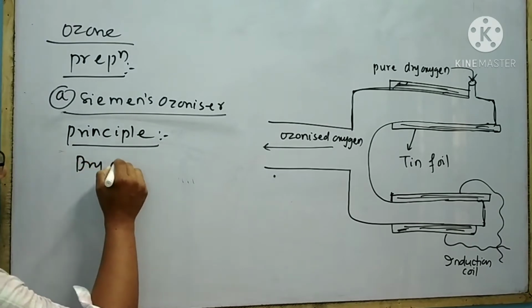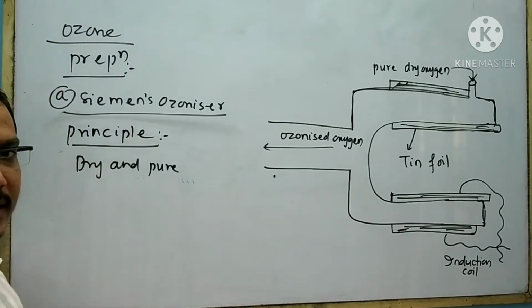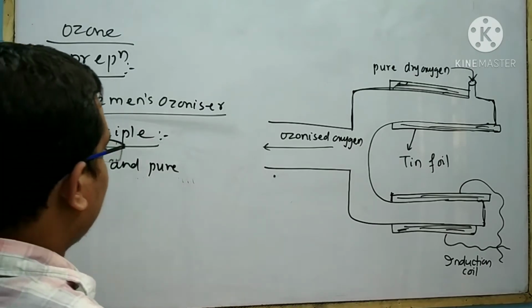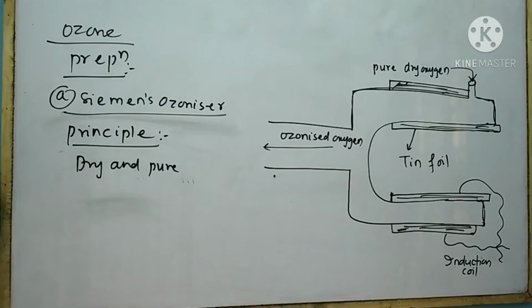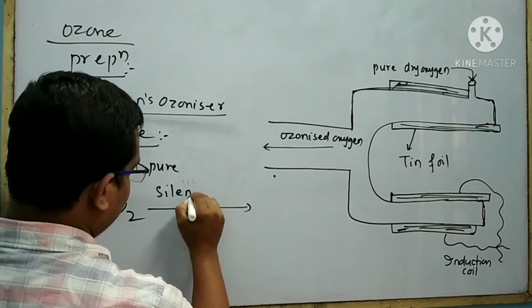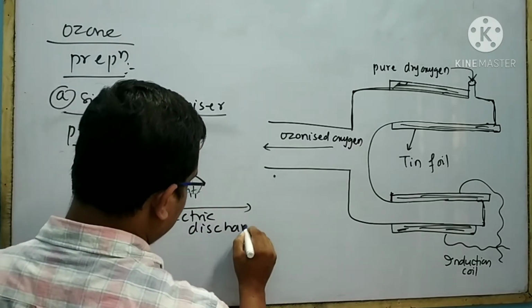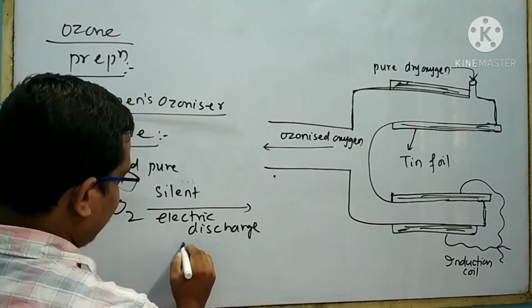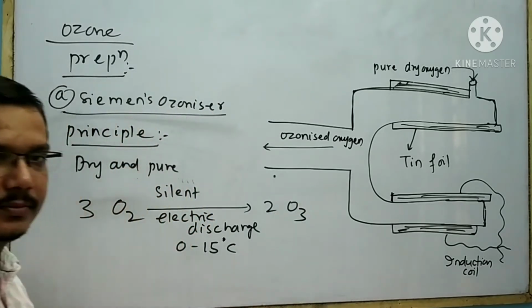When dry and pure oxygen is passed through a silent electric discharge in an ozonizer, then partly the oxygen is converted into ozone. I can write the reaction like this: 3O2 under silent electric discharge, temperature 0 to 15 degrees centigrade, gives ozone.